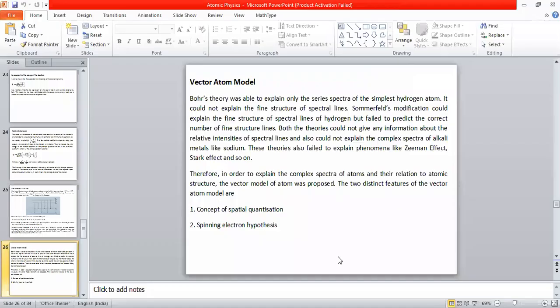Yes. We shall move on to the next model, the vector atom model. But before I move to the vector atom model, I would like to mention some of the demerits associated with Sommerfeld's model. I need not mention them separately, because yesterday I mentioned the demerits or the limitations of the Bohr theory. The same limitations carry over even to Sommerfeld's model.